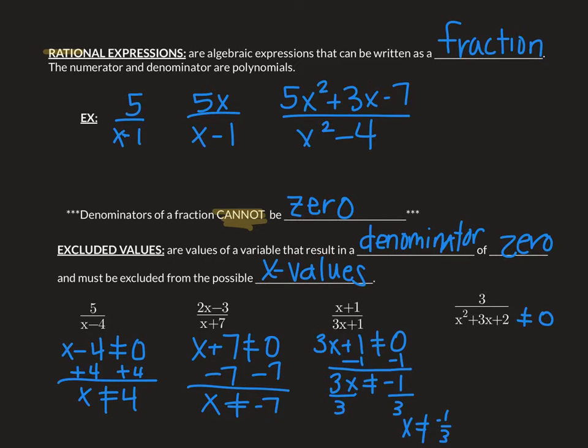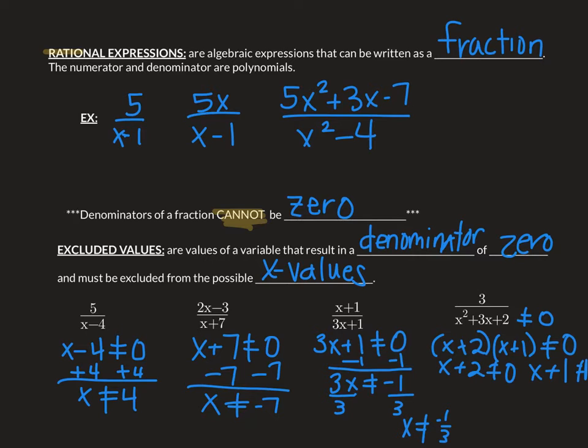We can either use an X-box or we can just remember that to factor this, I'm looking for two numbers that multiply to 2 and add to 3, and those two numbers are positive 2 and positive 1, so x plus 2, x plus 1, and those can't be equal to 0. Okay, so what property allows me to now solve this? Right, the zero product property. So we get x plus 2 cannot equal 0, and x plus 1 cannot equal 0.